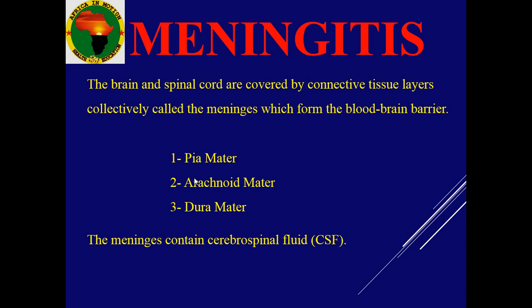These meninges have a fluid within. This fluid is called cerebrospinal fluid. It's cerebral because it is from the brain, and spinal because it is from the spinal cord, so it becomes one word, cerebrospinal. Then because it's a fluid, it will be circulating in these organs.